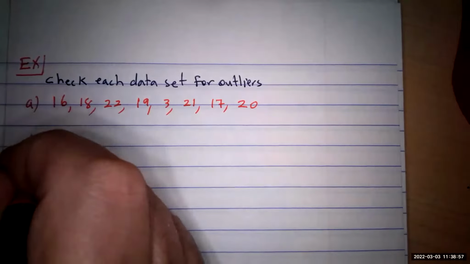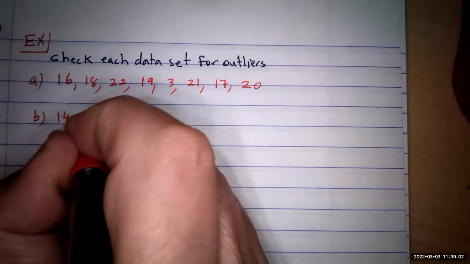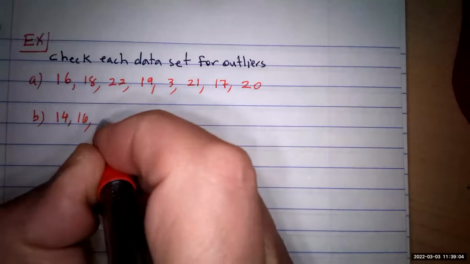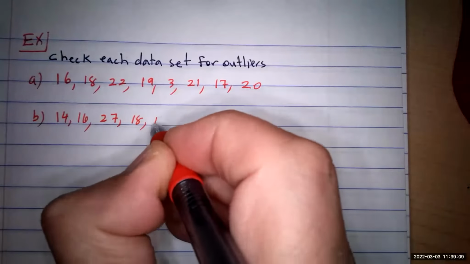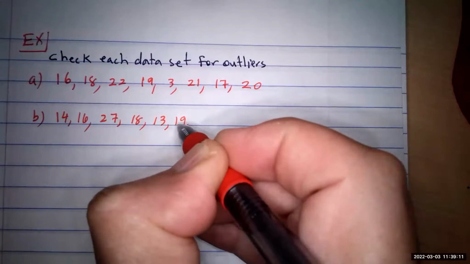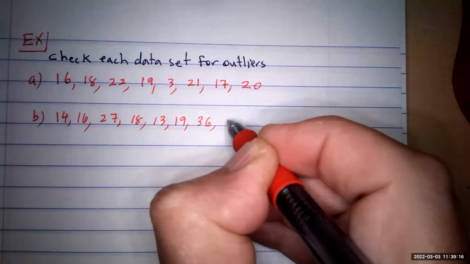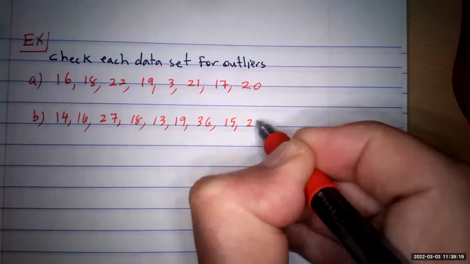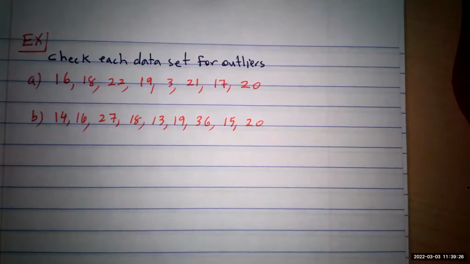So this is one set, and I'll give you another one. The next one is 14, 16, 27, 18, 13, 19, 36, 15 and 20. Again, for the second one, you may have some doubt about 36, that it may be an outlier, but you have to check it to see if this is the case.